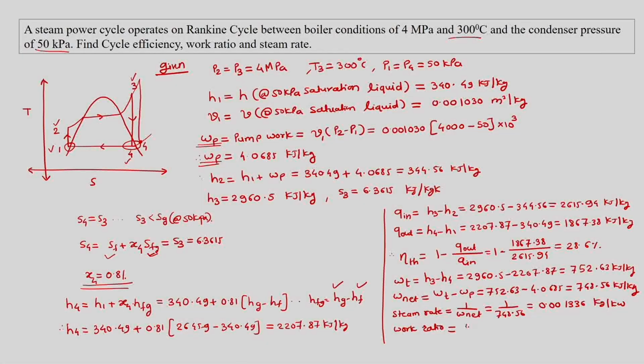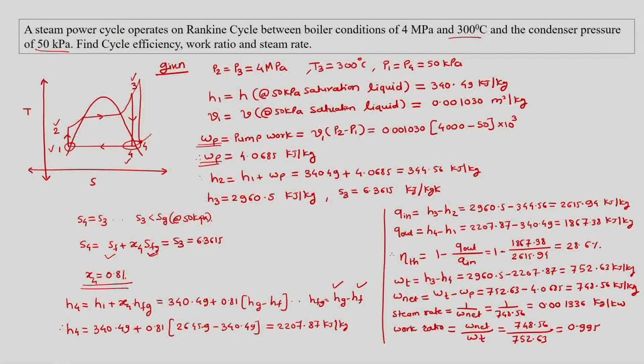and that is W net upon WT. So W net is 748.56 and WT, which is turbine work, is 752.63. So we get it as 0.995. So this is how we can solve the example.